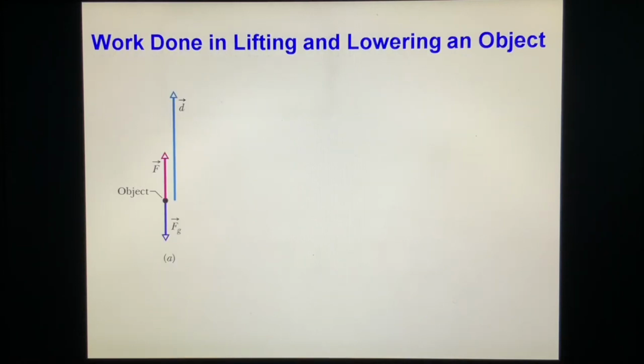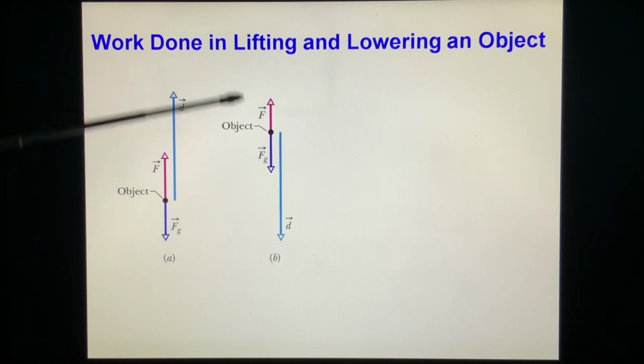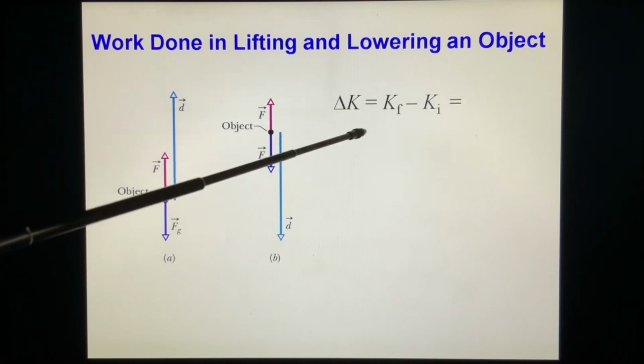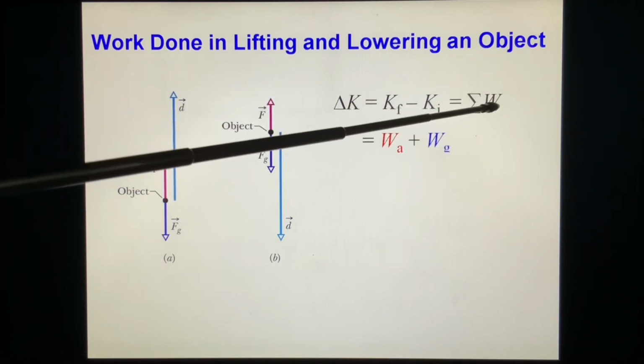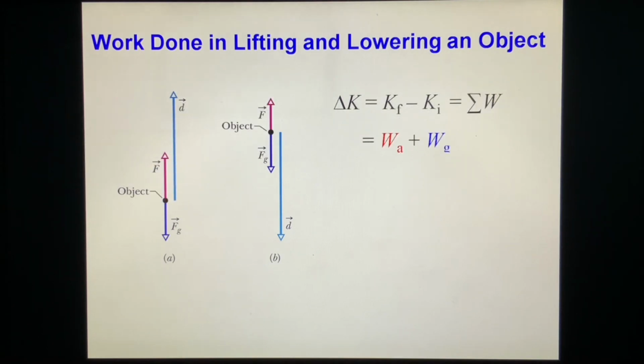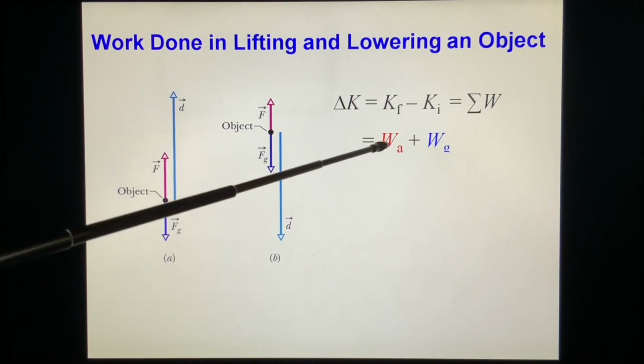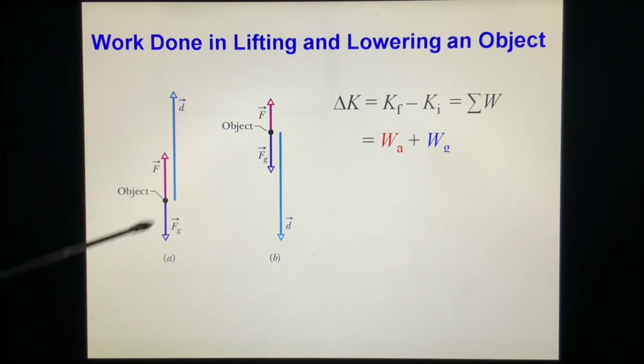Work done in lifting and lowering an object. Now, we hold an object and move it up or move it down. What happens? We see the kinetic energy change, K final minus K initial, equals sigma W, the work done on it. In this case, we have two forces: one is the applied force, W applied, and one is the gravitational force, G.